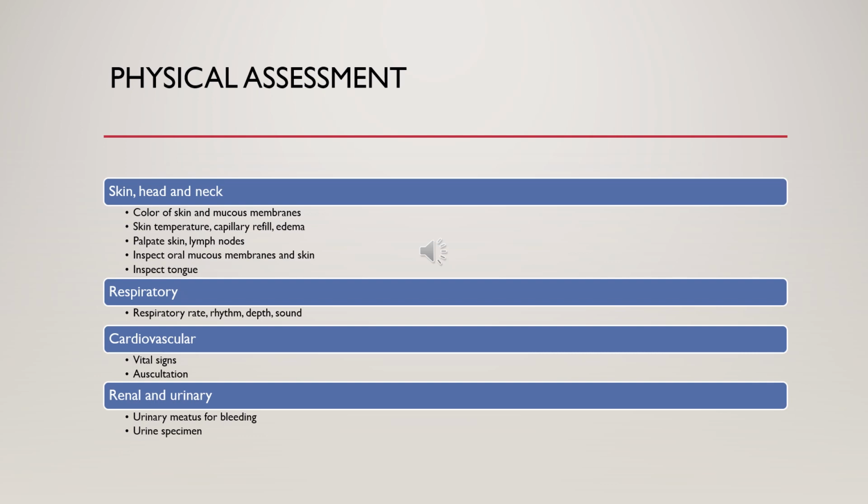Inspect the color of the skin and mucous membranes, making sure to observe for pallor or cyanosis or fissures at the corner of the mouth, which indicate nutritional deficiencies and/or chronic anemia. Palpate for skin temperature, capillary refill, and edema of the extremities. Inspect oral mucosal membranes and the skin of the trunk and extremities for erythema, red streaks, petechiae, bruising, and purpura.